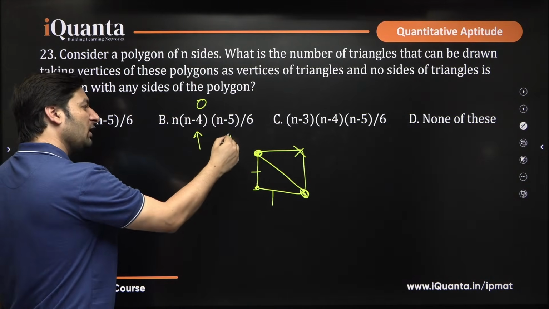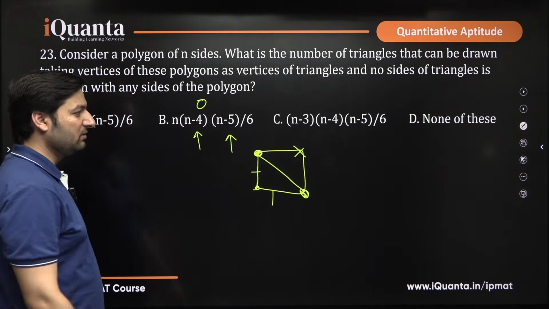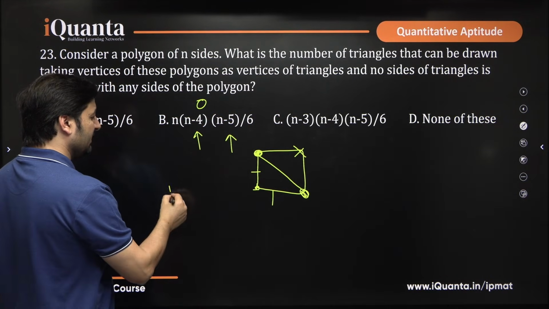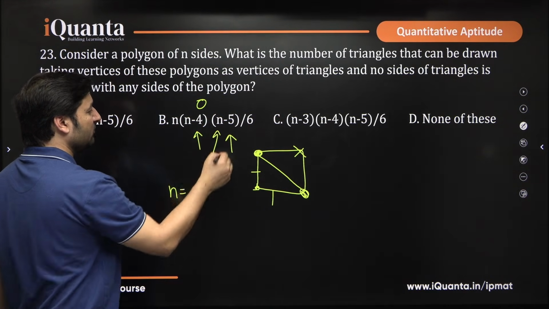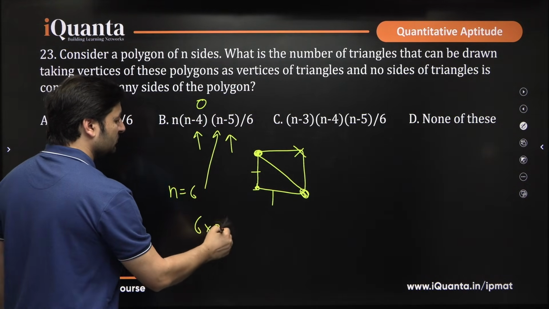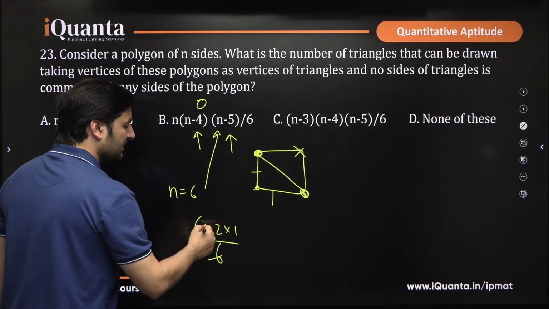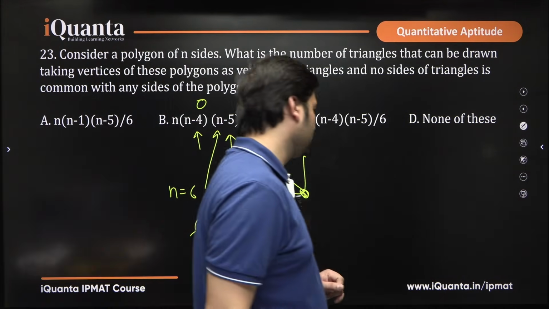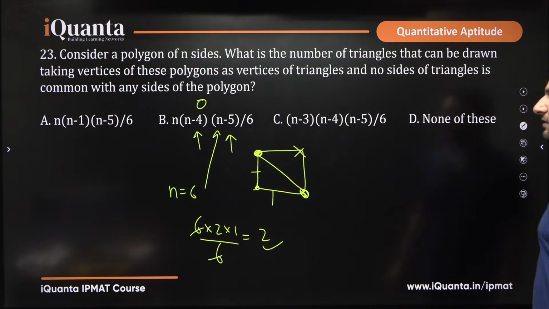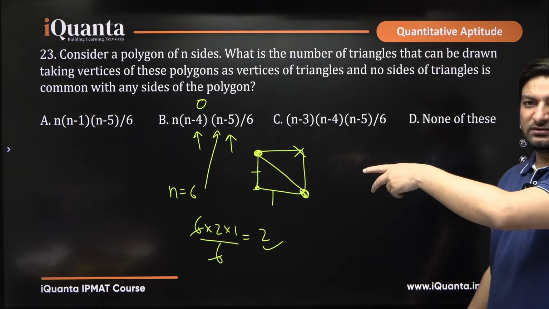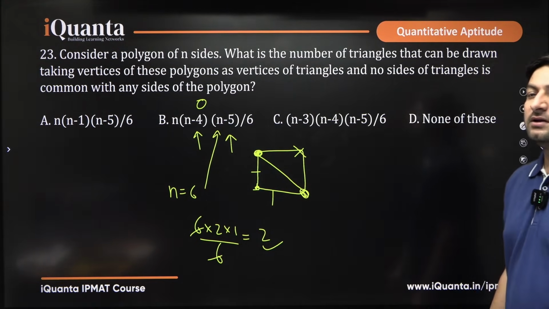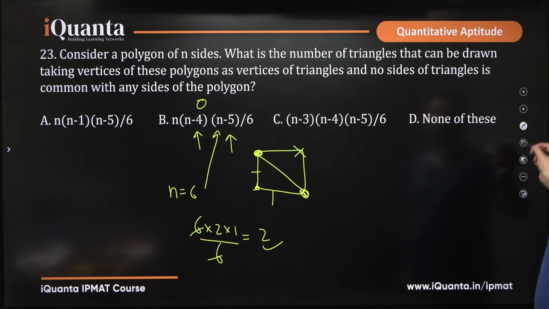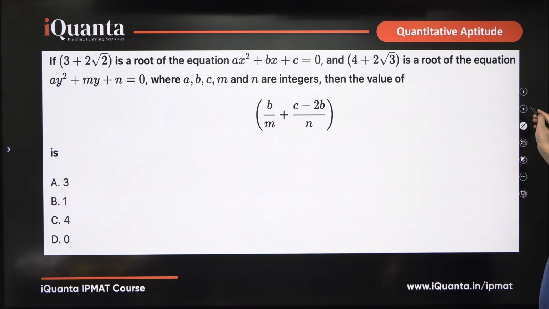In fact, for a polygon as well, there is no such triangle possible. For a hexagon which has n equal to 6, if you put 6 here, then what do you get? 6 into 6 minus 4, that is 2, into 6 minus 5, which is 1, divided by 6. There are 2 such triangles possible having no side common with the polygon, in a hexagon. I hope this question is understood, very good question. This can come in IPMAT Indore, and if you have any doubts, let me know. Fine. Let us try to solve this question now.